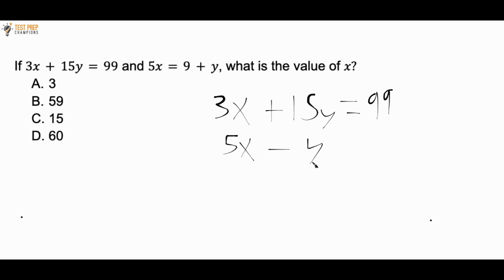All right, so if I stack the equations on top of each other here, I'll have 3x plus 15y equals 99 over 5x minus y equals 9. And as you can see here, I subtracted 9 over to the left-hand side of this equation. So that's why I have 5x minus y equals 9. So in my opinion, the easiest way to do this is to make a change so that the y's are going to cancel out.